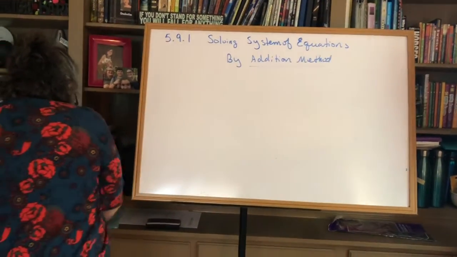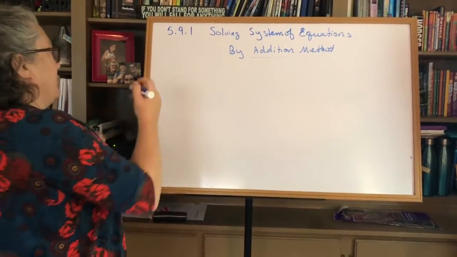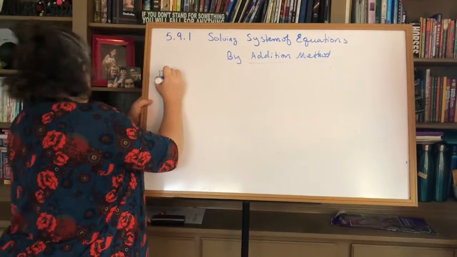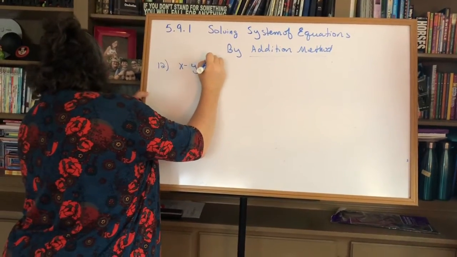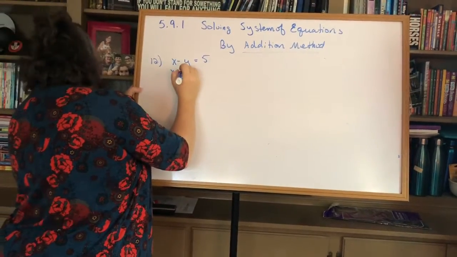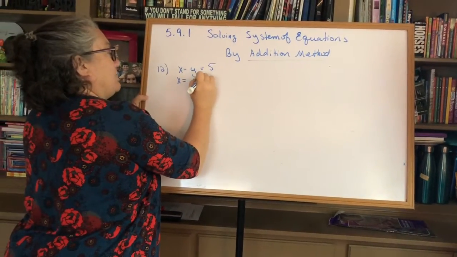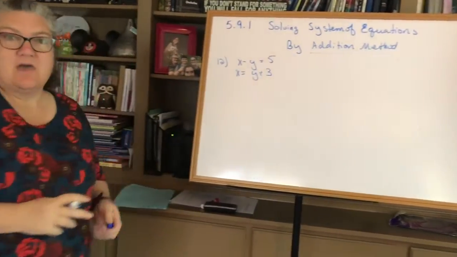Okay, what problem should we do now? Oh, let's do number 12. I think that's a good one. Number 12. X minus y equals 5. X equals y plus 3. Okay. All right, you ready?